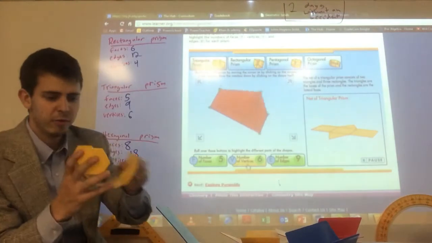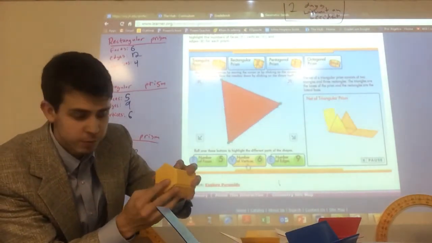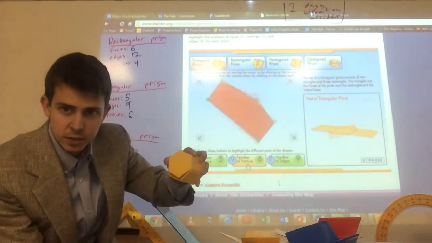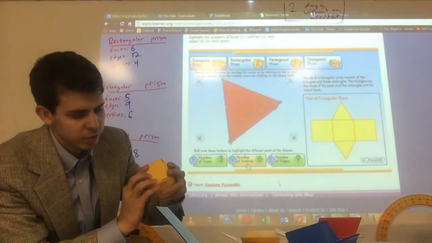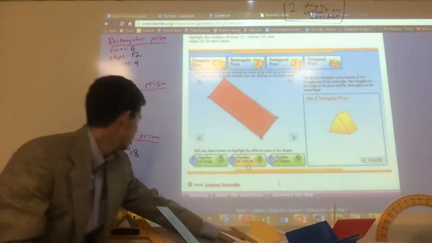Now, let's count the number of vertices when we wrap it all up. Well, there's 6 here on this base. 1, 2, 3, 4, 5, 6. And when I turn it over, there's going to be another 6. 1, 2, 3, 4, 5, and 6, which is 12.